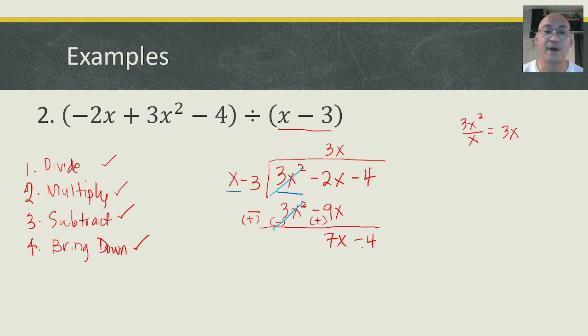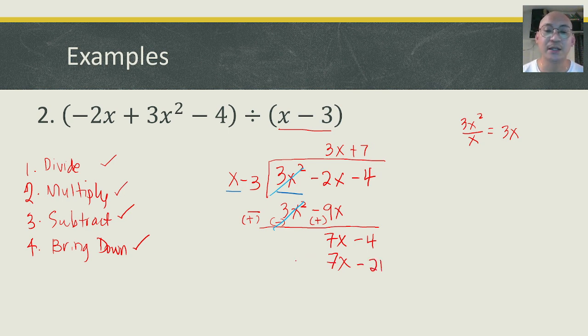So we are to divide again. Divide only the first term. 7x divided by x, that will give us 7, and that is a constant term. So we are to align it on the terms that are constants. Okay? And then next step again is to multiply. So 7 times x is 7x, and 7 times negative 3 is negative 21.